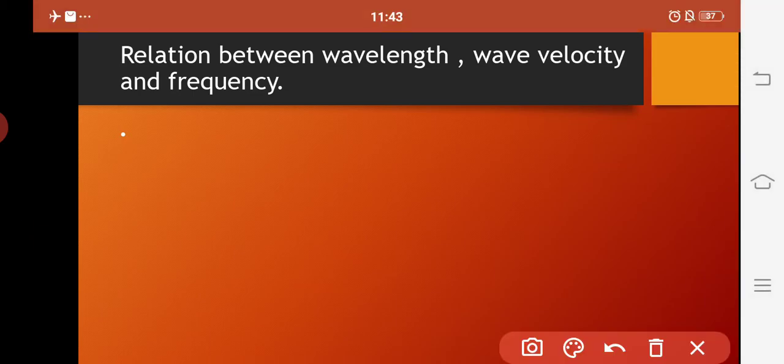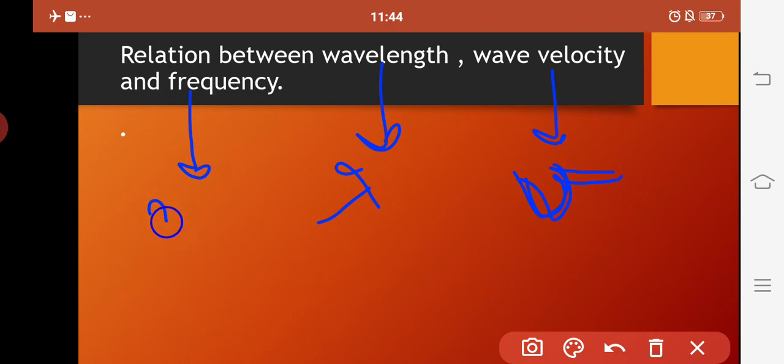So now let me tell you the terms that we generally use to represent wavelength, wave velocity and frequency. Wavelength is represented by lambda, wave velocity by v, and frequency by n or nu. This is nu. So these are the notations that we use to represent the following terms.